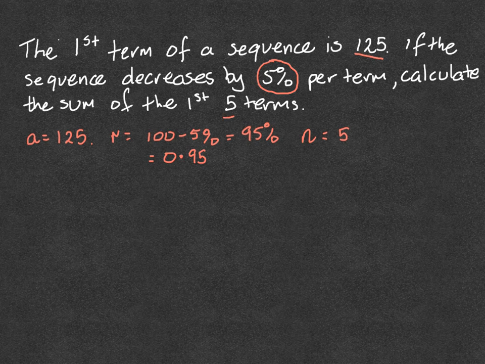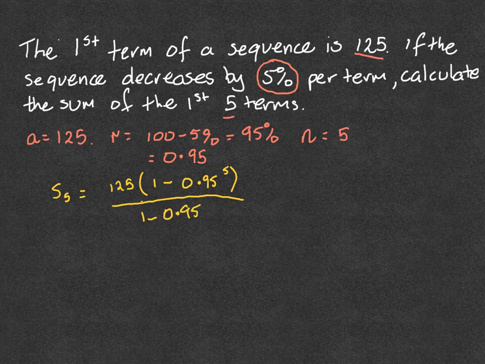So now we can substitute that into our equation, which we know is the sum of the 10th, oops, not the 10th term. We want the 5th term. The sum of the 5th term is equal to A, which is 125, times, and then we go 1 minus R, in which case this is 0.95, to the power of N, which is 5. And that's all divided by 1 minus 0.95.